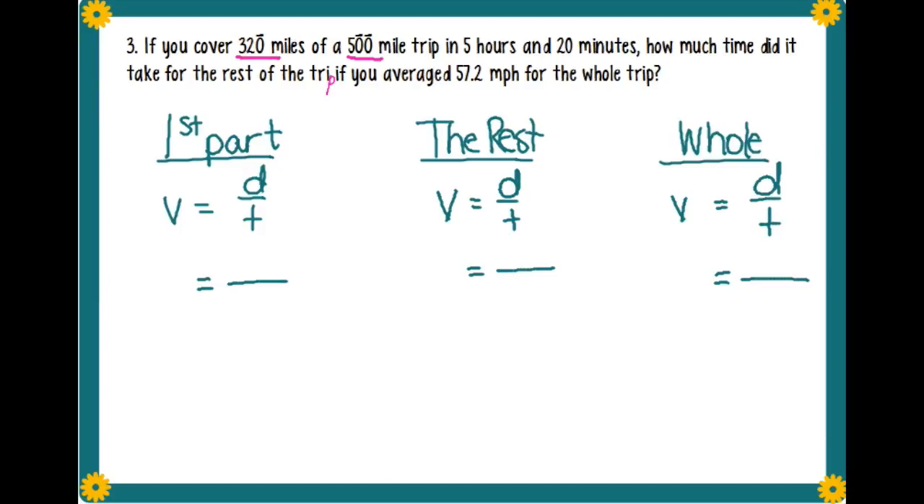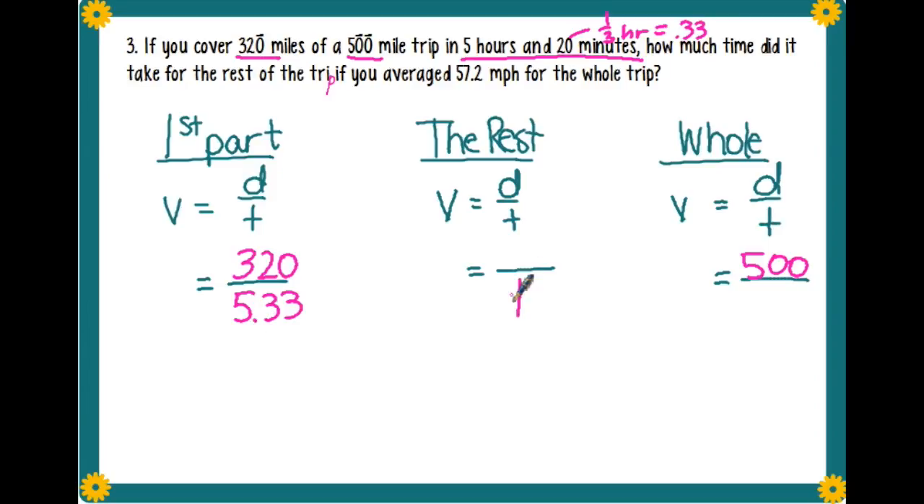Okay, 320 miles of a 500-mile trip. So 320 is what I already did. That's the distance for the first part. And 500, that's the whole trip. That's the distance for the whole trip. So that first part we did in 5 hours and 20 minutes. Got to put that all in hours because my velocity is in miles per hour. So 20 minutes, I know that's 1/3 of an hour, or 0.33 if I put it as a decimal. So altogether, my time for the first part of the trip was 5.33 hours.